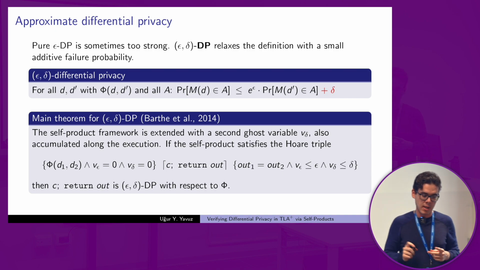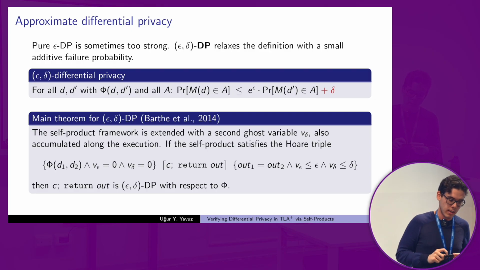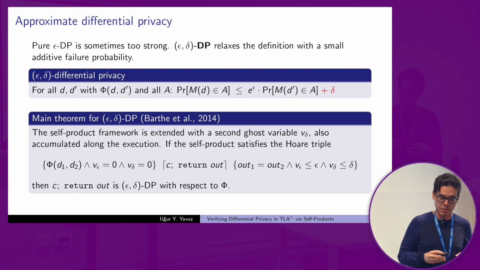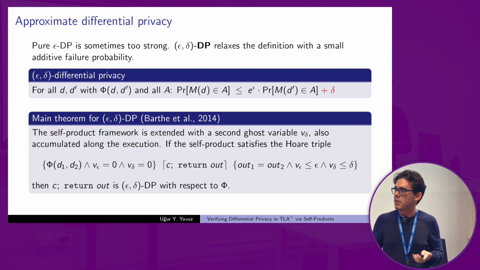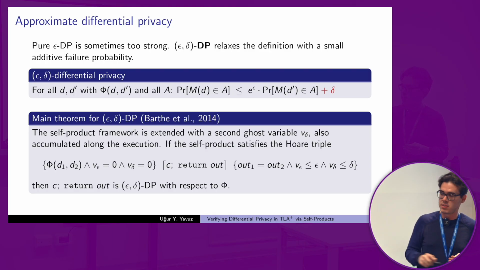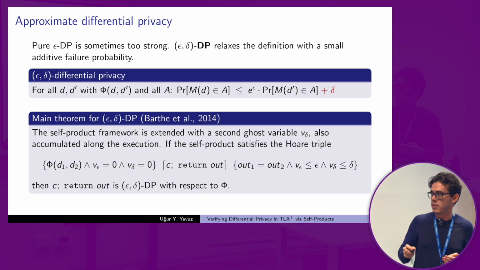SmartSum was pure epsilon differentially private, but for our second case study, we will need something slightly weaker. Pure epsilon DP is occasionally too strong. Some algorithms can only achieve it at a high cost. So people have introduced this notion of approximate differential privacy, sometimes written epsilon delta differential privacy, which relaxes the definition with a small additive failure property delta, you can see on the right.